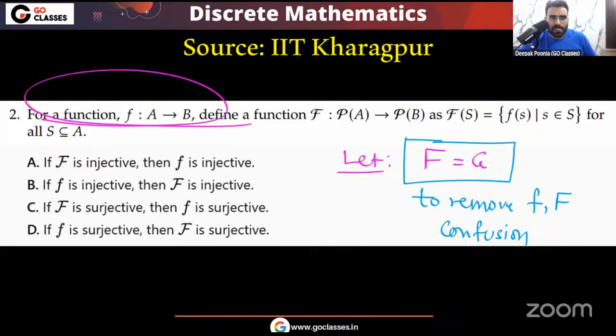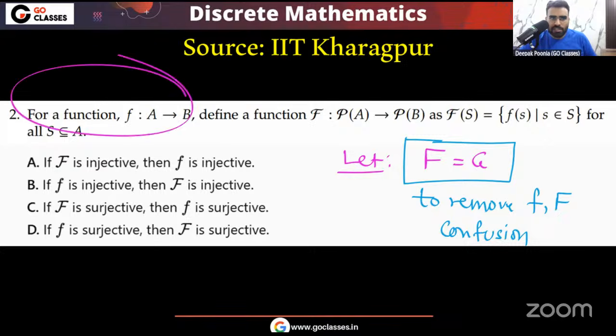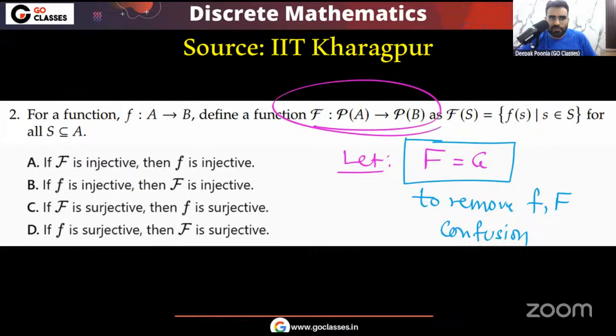So you can see a function f is given to you from set A to set B, and with respect to this function f, another function, capital F, I can say capital G, is defined from the power set of A to the power set of B, and this is how the mapping is defined. Now onwards I will assume that capital F means capital G. Now let me explain what this question wants to say. We will take some small examples, understand this question, and then solve it.